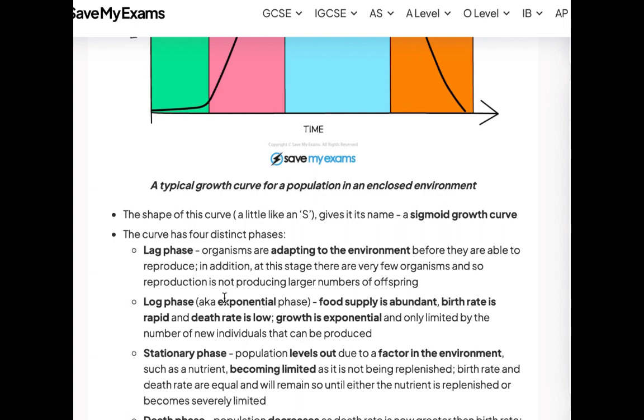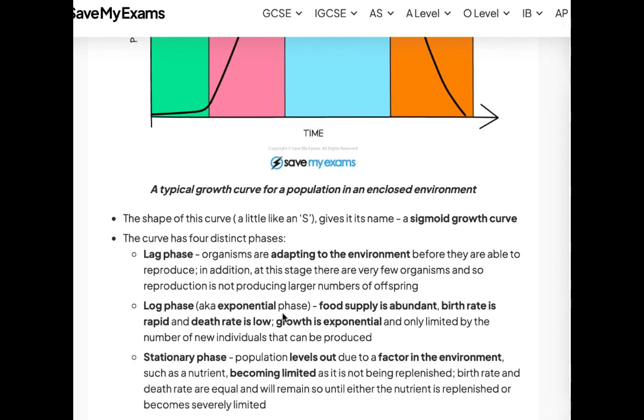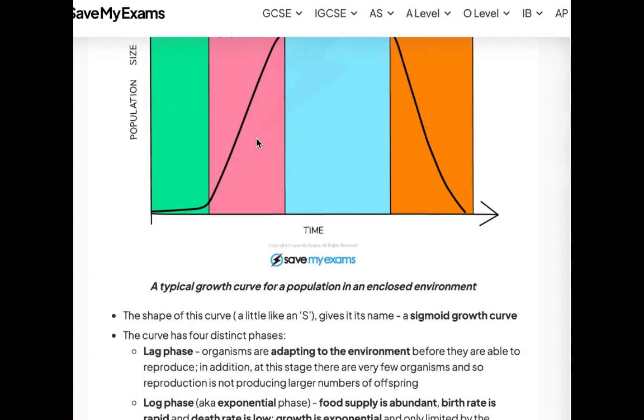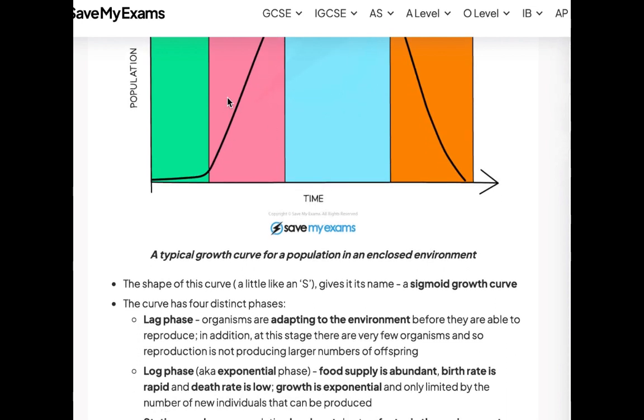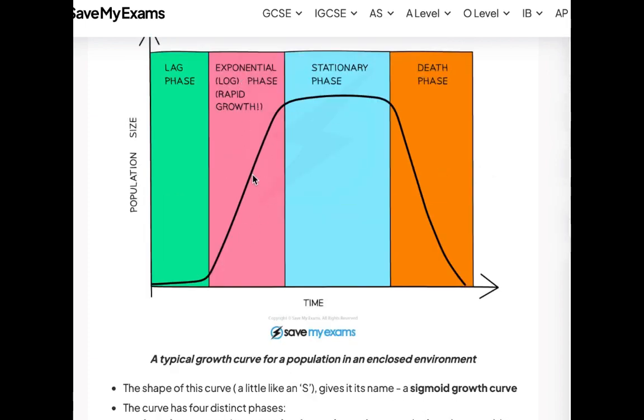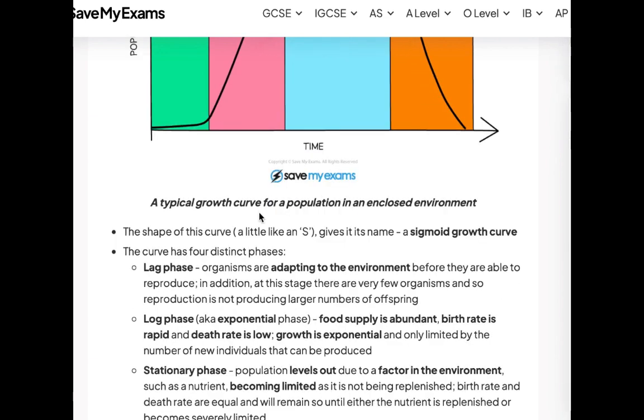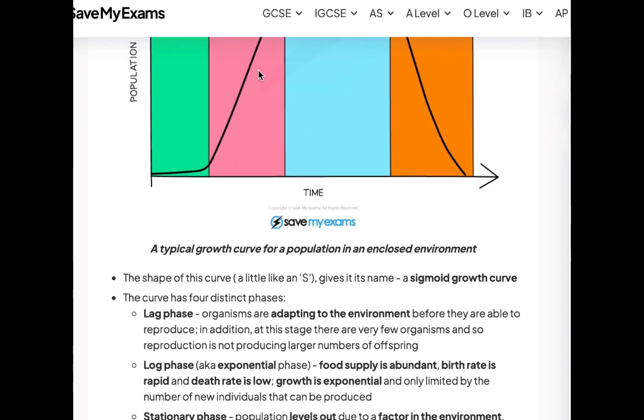In the log phase, which is this pink color, or what we call the exponential phase, food supply is abundant. There's a lot of food supply. Birth rate has increased. There's rapid birth. There's peace. There's food. There's water. So there's a lot of reproduction. So the population is growing tremendously and doing well. Death rate is low. So there's not much death. Okay, growth is exponential and only limited by the number of new organisms that can be produced.